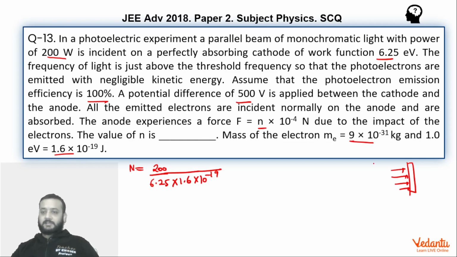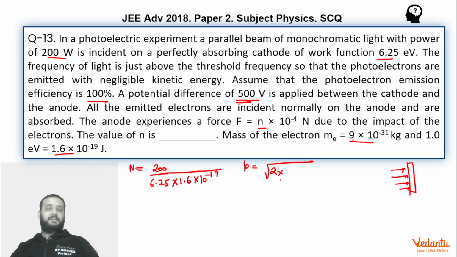Now, suppose we talk about one electron. So one electron that has been emitted with zero kinetic energy will reach this plate of anode with an energy of 500 electron volts because it has been accelerated through 500 volts. So it will reach the anode with an energy of 500 electron volts. Hence, we can find the momentum of this electron just before hitting by using the formula root 2 mKE.